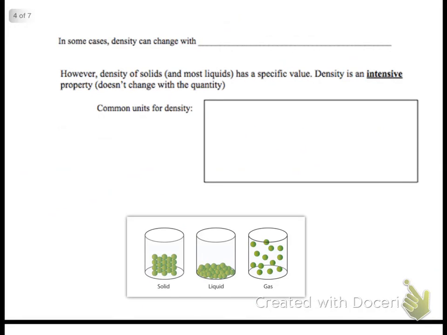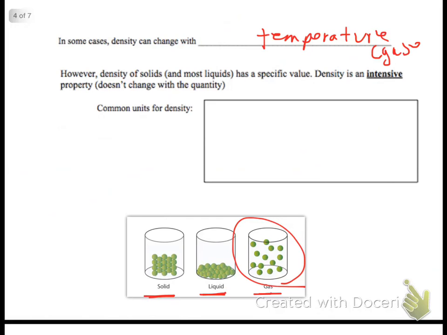So this is a repeat of the other slide with a different diagram on the bottom. So in some cases, density can change with temperature. So if you look at the diagram on the bottom, your solid is pretty close together, and so are your liquid particles. But imagine if I heated up a gas and it was open so that the particles could leave, the density could change quite a bit with the temperature. As I heated it up, the molecules are going to spread apart. Okay, more so than a solid or a liquid. You can change densities of a liquid slightly, but most of the temperature change that affects density is going to be with gases.